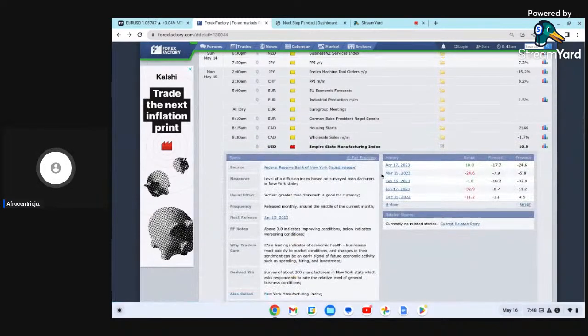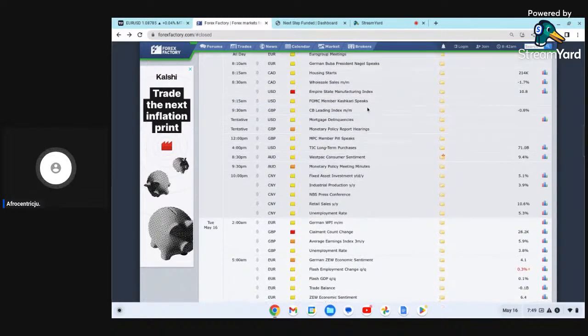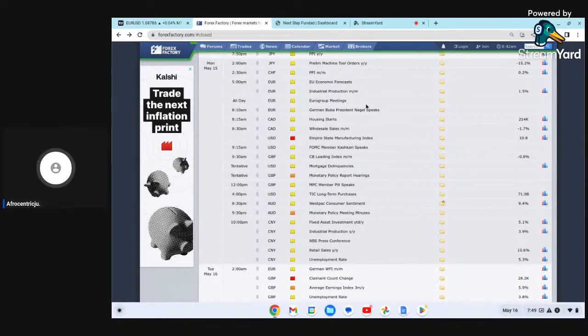So I click on that folder. Why traders care: leading indicator of economic health. Businesses react quickly to market conditions and changes in their sentiment. The early signal of future economic activity such as spending, hiring, and investment. So, of course, that's not telling me to buy or sell, but we're not really worried about that. We're like, okay, we got a red folder on USD.